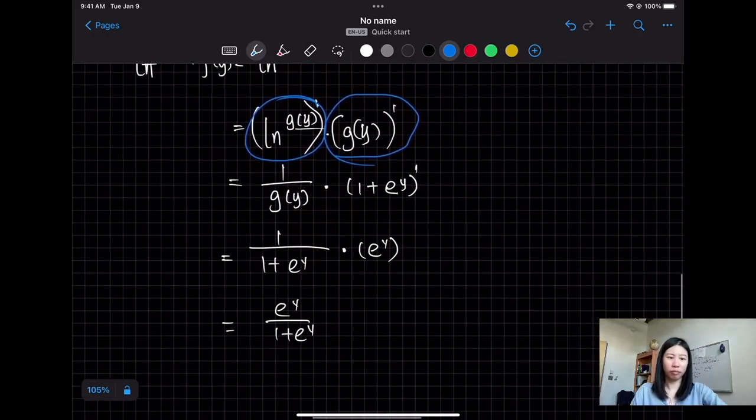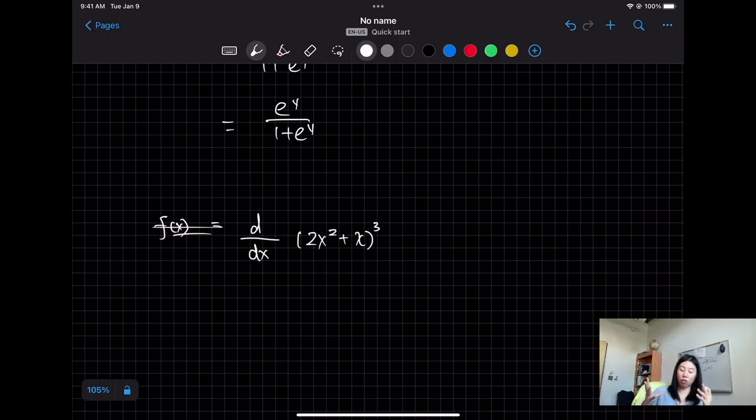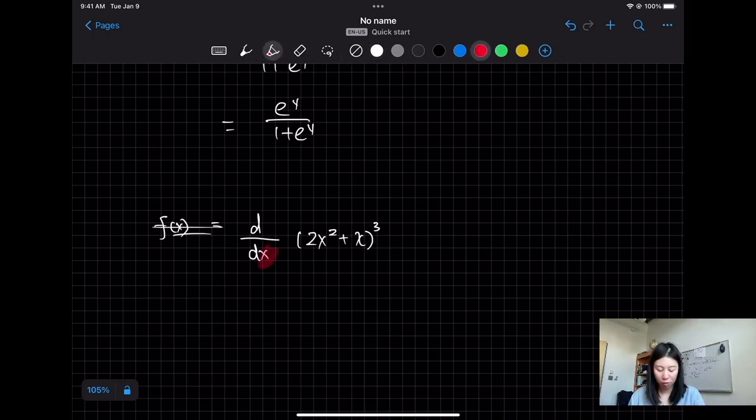Okay, let's get another example, which is f(x) equals this function. Let's use another notation because we haven't used this notation for a long time. In fact, they both mean derivative. They want you to get the derivative of this function with respect to x, because they tell you here it is with respect to x.